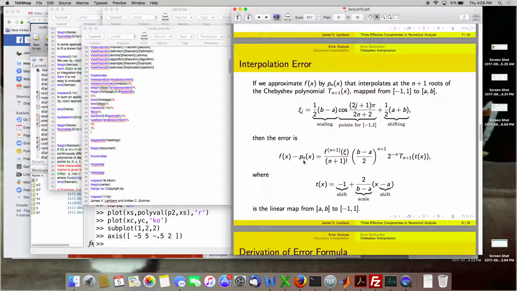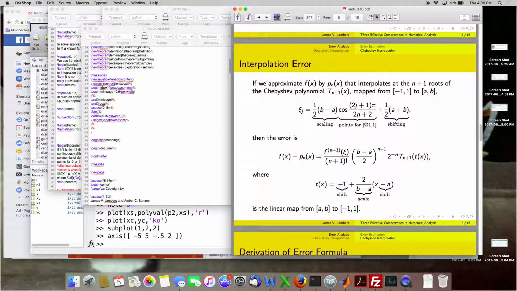Pn is our interpolating polynomial of degree 10, so n equals 10. And the x values used are the Chebyshev points, but they're mapped from -1 to 1 to the interval we're actually working with. So here on this slide, I have a general interval AB, but in our example, it's from -5 to 5. So the first thing that needs to be done is, I've labeled the various parts of this formula, here are the Chebyshev points you're starting with.